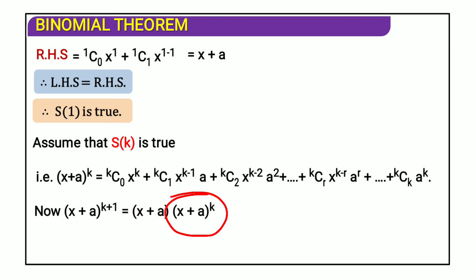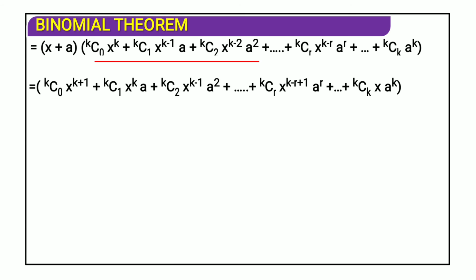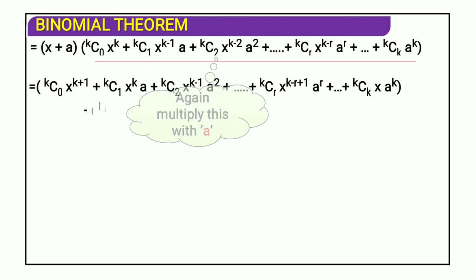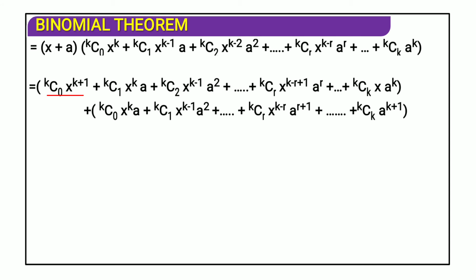What I'm getting is (x + a) as it is, and this whole thing from equation number 1. Now apply multiplication. Simple as that. Apply multiplication, that is x multiplied by all things, a multiplied by all things. Solve it.